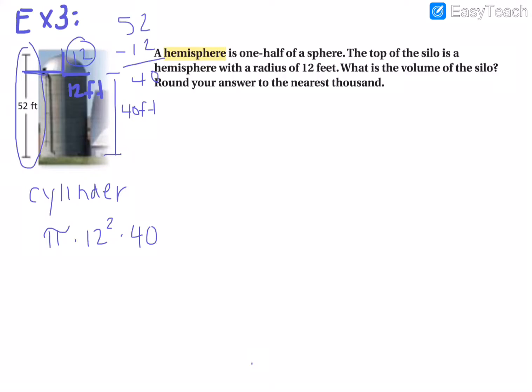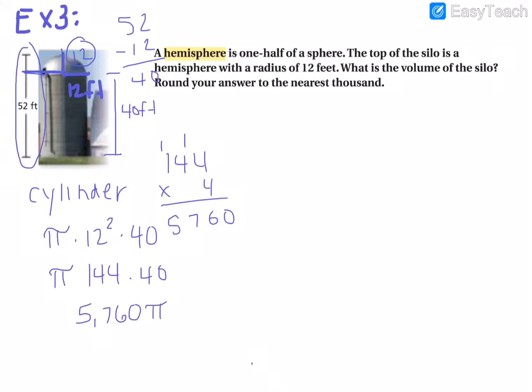Alright, so that's going to give us 144 times 40 times pi. So 144 times 4, and I'll add a 0. And that is 5,760, and I'm going to leave it in terms of pi because we have another part to this. So now let's do the hemisphere.